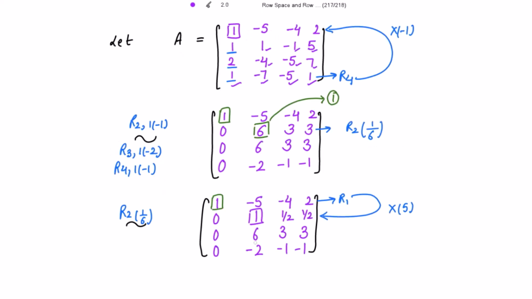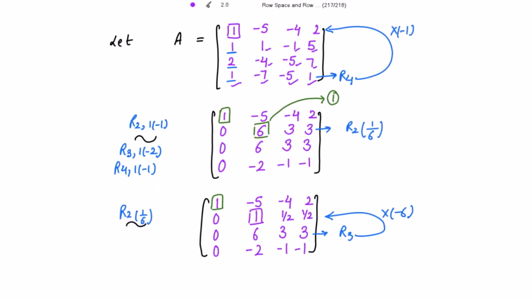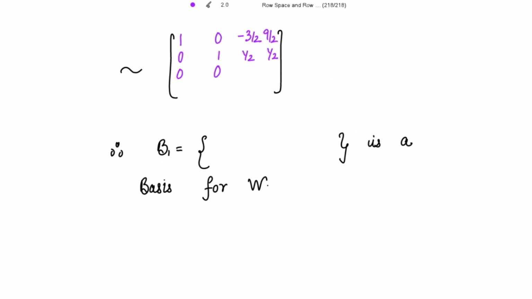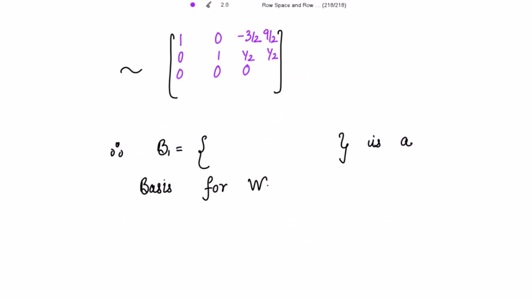To get 0 in place of 6, row 3 needs to be changed by adding its elements to row 2, but row 2 should be first multiplied with negative 6. 0 multiplied with minus 6, we get 0. Adding this to 0, we get 0. 1 multiplied with minus 6, we get minus 6. Adding this to 6, we get 0. 1 half multiplied with minus 6, we get minus 3. Adding this to 3, we get 0. 1 half multiplied with minus 6, we get minus 3. Adding this to this 3, we get 0.